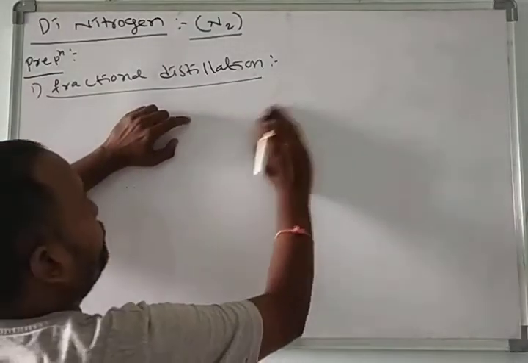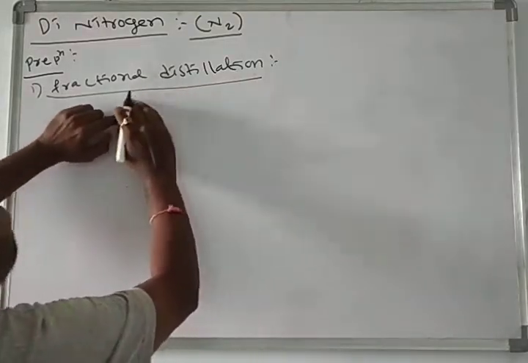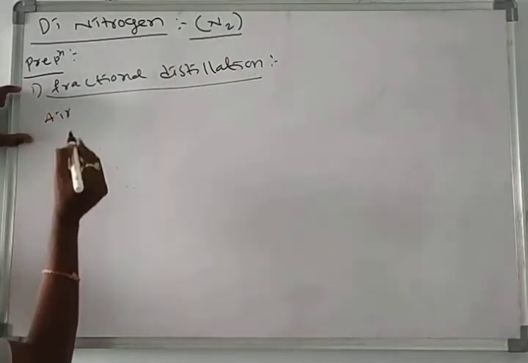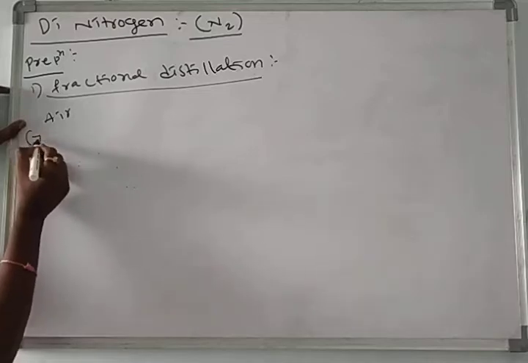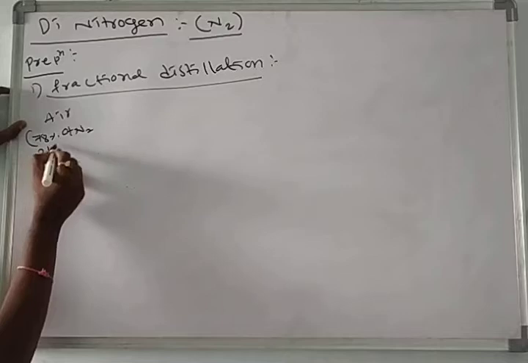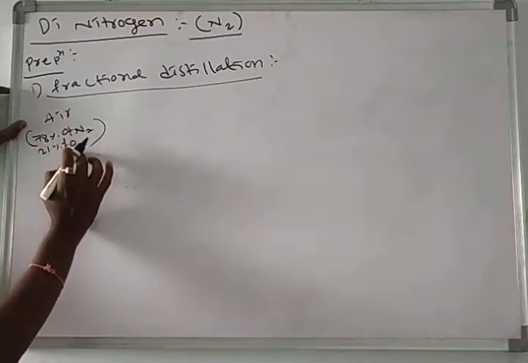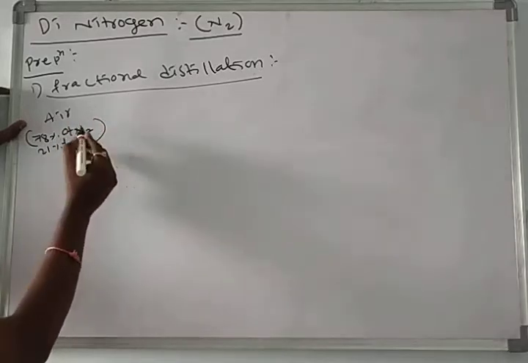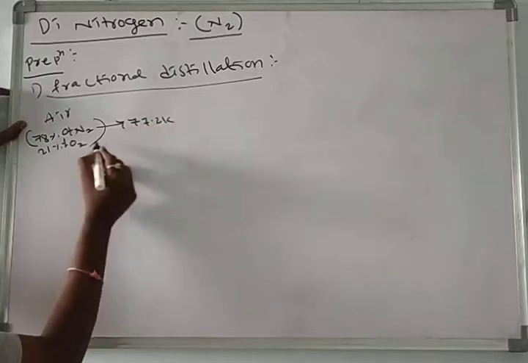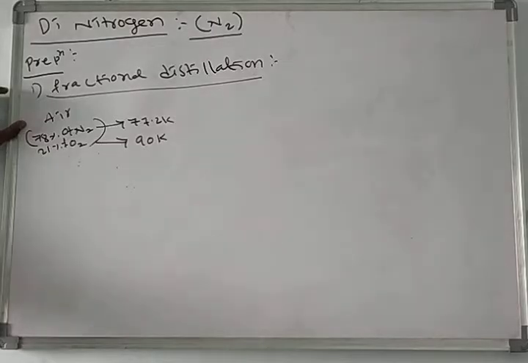How will we prepare dinitrogen from air by using fractional distillation? Already we know air consists of 78% nitrogen and 21% oxygen. Nitrogen and oxygen differ in their boiling points. The boiling point of nitrogen is 77.2 Kelvin. The boiling point of oxygen is 90 Kelvin.